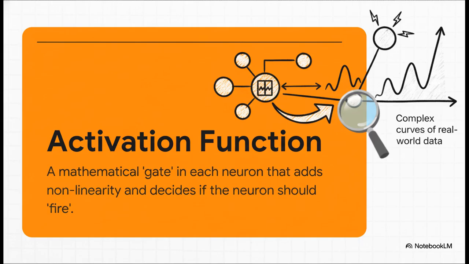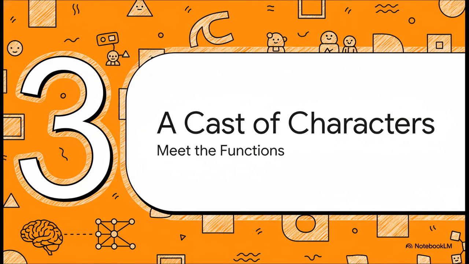And this is where our secret ingredient finally makes its entrance, the activation function. It's this little mathematical gate that sits inside every single neuron, and its job is to add non-linearity. You can think of it like a bouncer at a club. It decides if a neuron's signal is important enough to get through and fire. And it's this one simple step that lets the entire network start to learn the complex, curvy shapes of real-world data. All right, but not all of these little gates are the same.